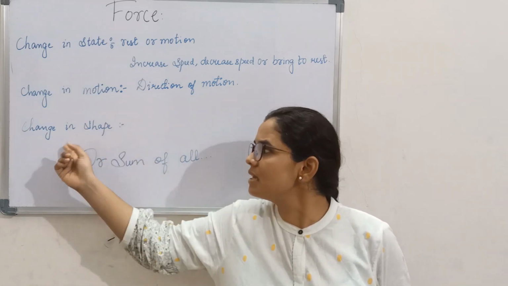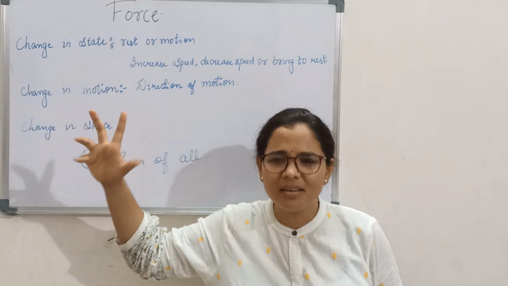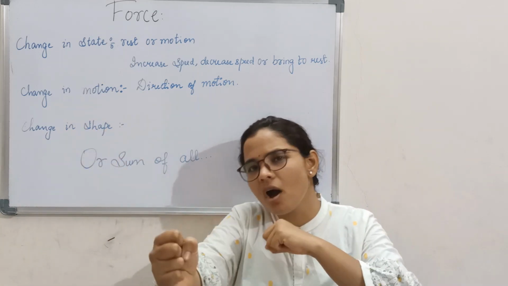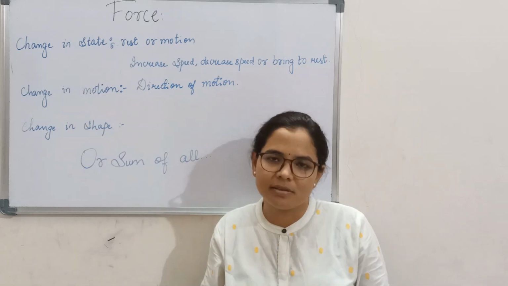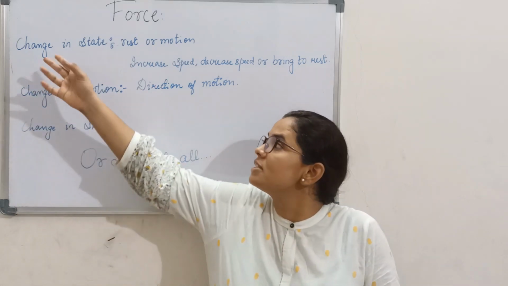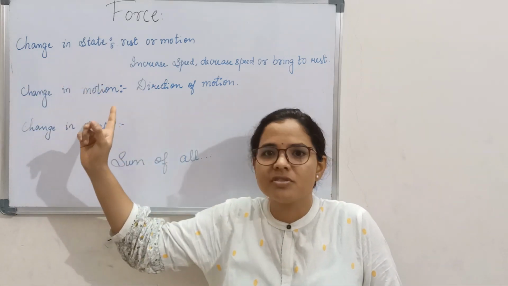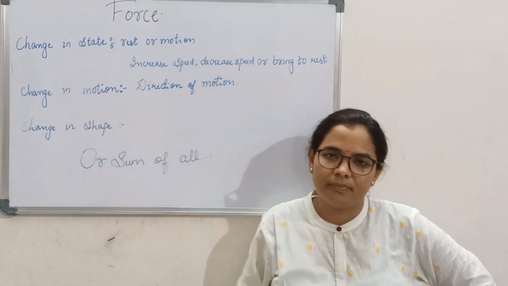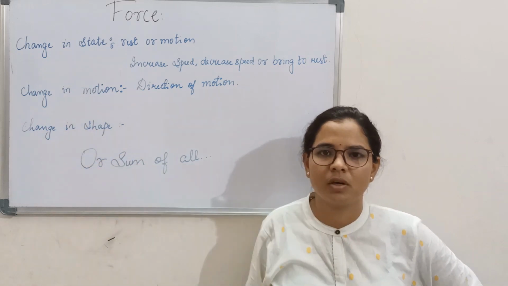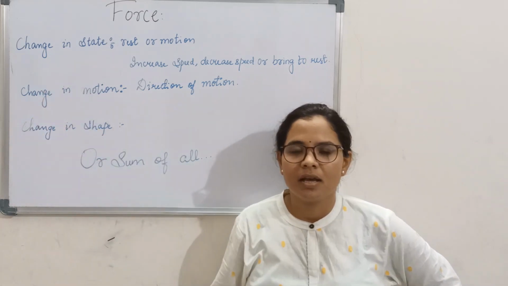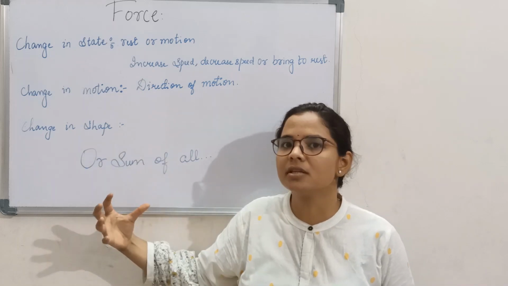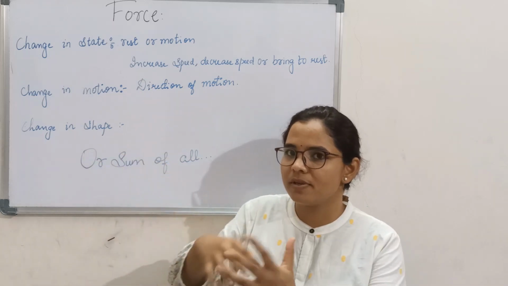And the third case is change in shape. If there is a balloon or a pillow, and I apply force on it, it will deform. So either it will change the state, change the motion, or change the shape, or a sum of all, or a sum of 2, or simply 1. So this is how force is going to act on an object, and this is how force will affect an object.